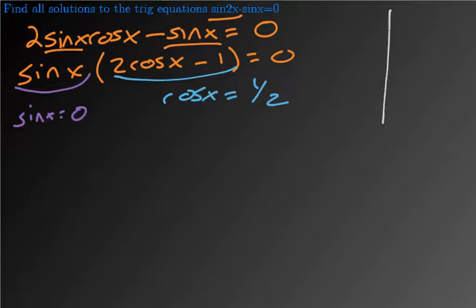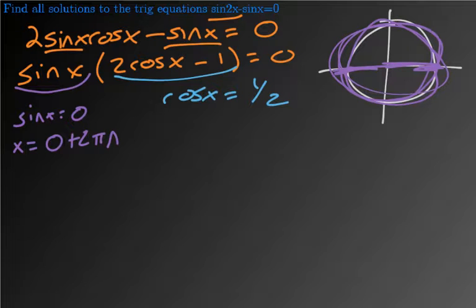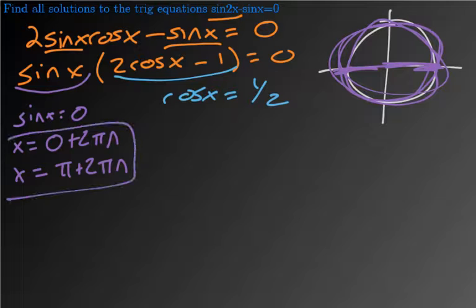And so we wanted all solutions to this one. So sine of x equals 0, that's just where the y value is 0, which is on the x-axis. So you can get an answer here, or you can rotate, get an answer there, or you can rotate again, get an answer here, rotate, rotate. So basically you're going to get 0 plus 2 pi n, or you're going to get pi plus 2 pi n. So those ones will work for that piece of it.